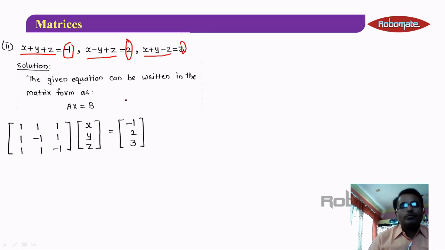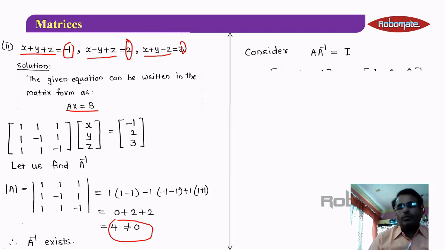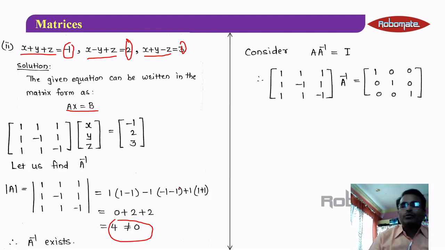So you will observe that this is a system of the type Ax equals B, and we want to obtain the solution. We know that to find the inverse we have to consider the determinant of A, which comes to 4, and 4 is not equal to 0, so it is clear that the inverse exists. Let us see how we get the inverse. Again we are going to use row transformations, similar to the previous example. So A into A inverse is equal to I, that is our consideration.